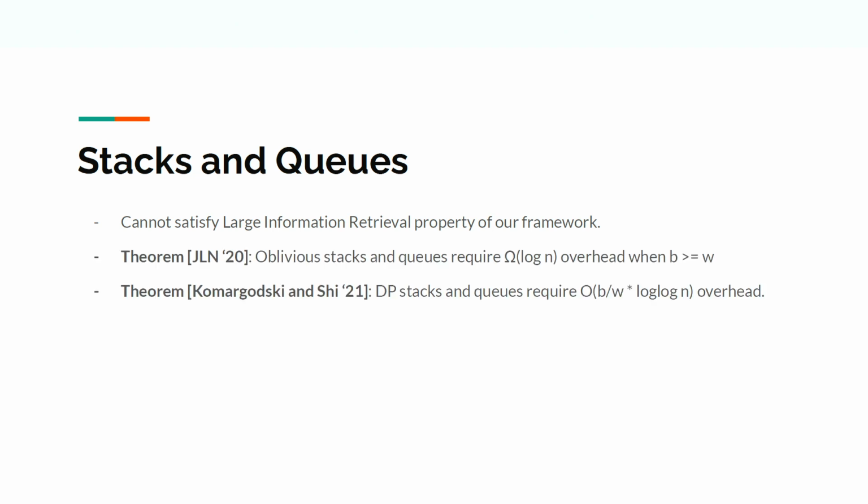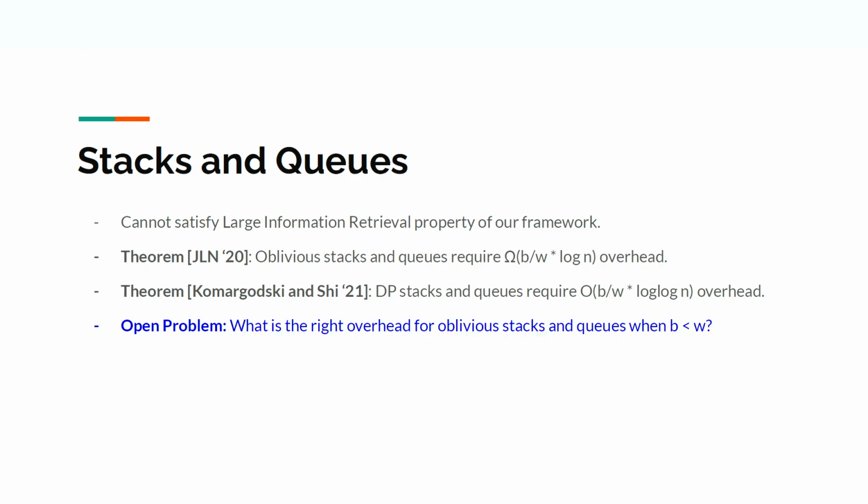But it turns out it was an interesting question because for oblivious stacks and queues, logarithmic lower bounds were known when b is larger than or equal to w. And when you have differentially private stacks and queues, it's known that you need only log n overhead. So one open problem we had was, what is the overhead for oblivious stacks and queues when b is much smaller than w? Because it'd be really bad if you can prove a lower bound here, but it wouldn't fit into our framework.